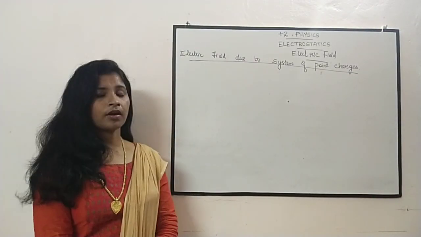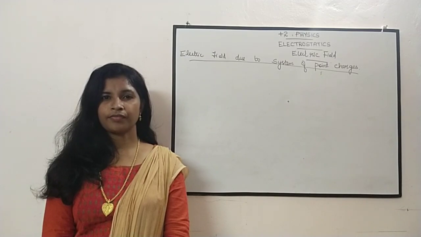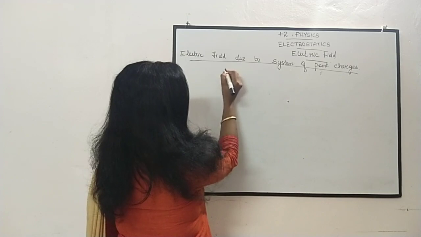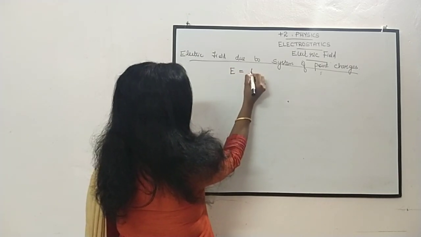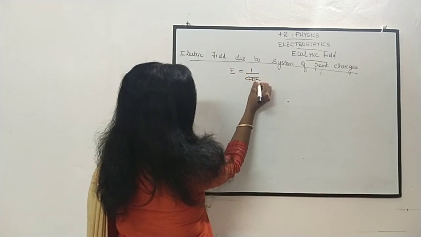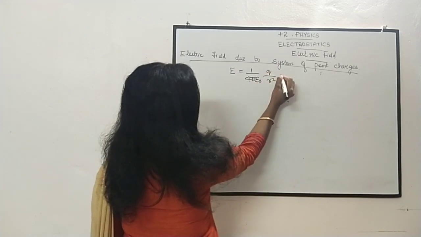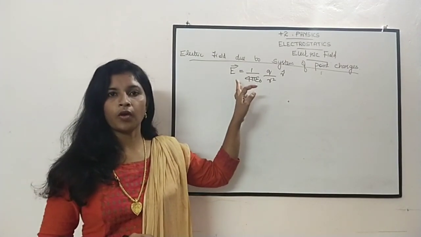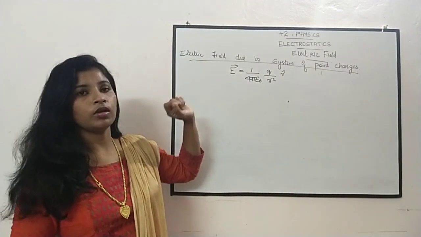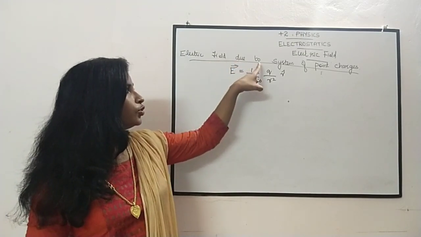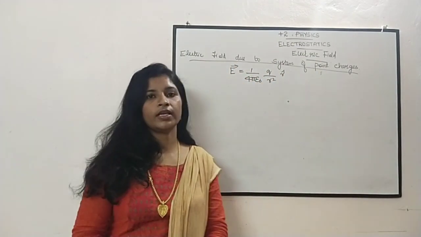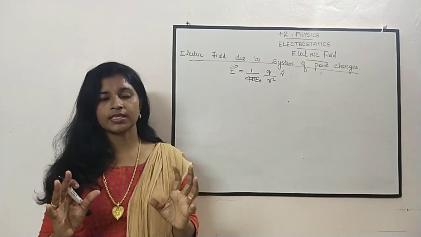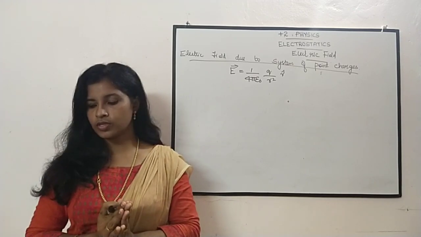So far we have discussed the electric field due to a single point charge alone. The electric field due to a point charge is E equals 1 by 4 pi epsilon naught, Q by r square, into r cap. Now we are going to discuss the electric field due to a system of point charges, that means multiple point charges in free space.